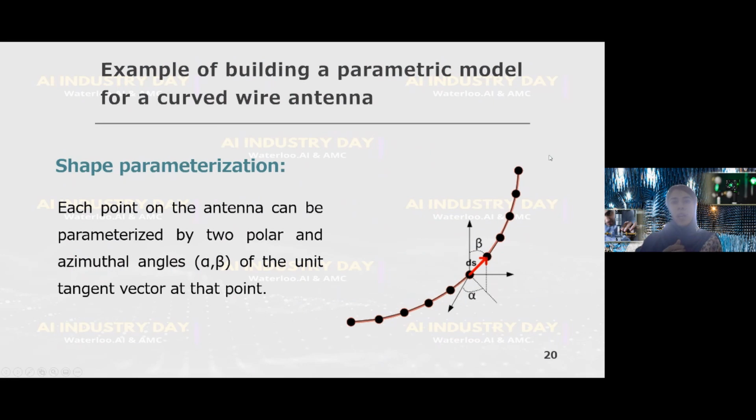So the first thing is that we should build a parametric model. Here we do a shape optimization on a curved wire antenna, and I am describing how we parameterize the complex feature of the antenna. We know in mathematics that each point on the curve can be determined by two polar spherical angles of the unit tangent vector at each point. So we divide the curve into different segments, and for each segment we can define the alpha and beta angles. Would you please go to the next slide?